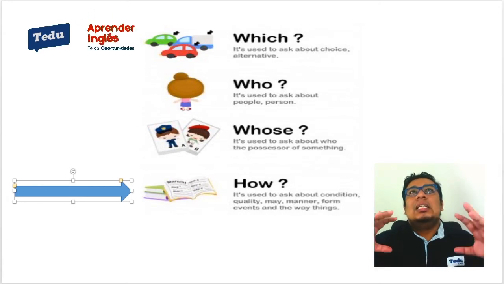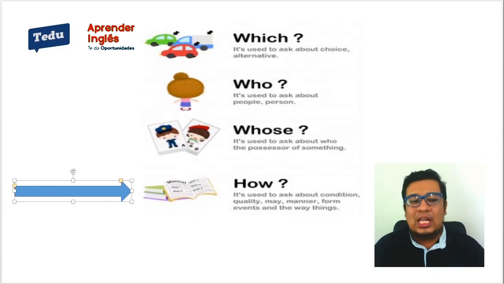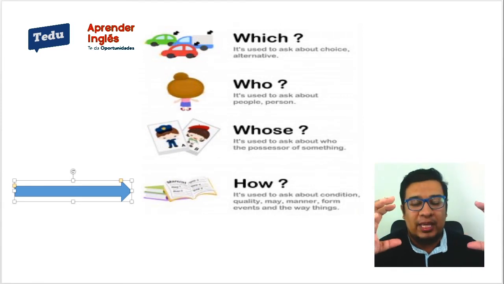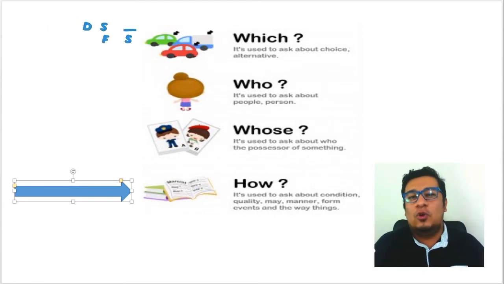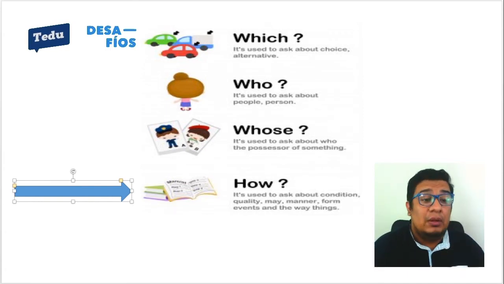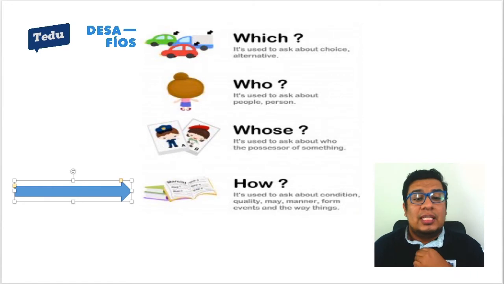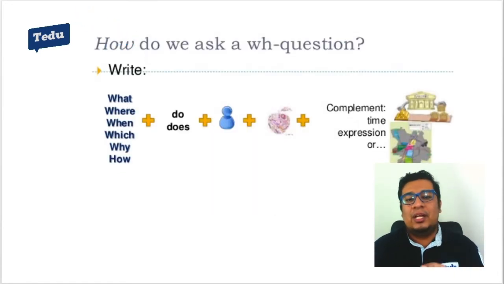Ahora, ya les expliqué, I explained to you how to use WH questions. Ahora vamos a dar como la forma. Y quiero que ustedes, por favor, le den un pantallazo o una foto, lo pueden escribir rápido. O you can pause the video, pueden pausar el video. Y aquí tenemos la siguiente. How do we ask WH questions? Y aquí estamos únicamente hablando de present simple. All right? The present simple.